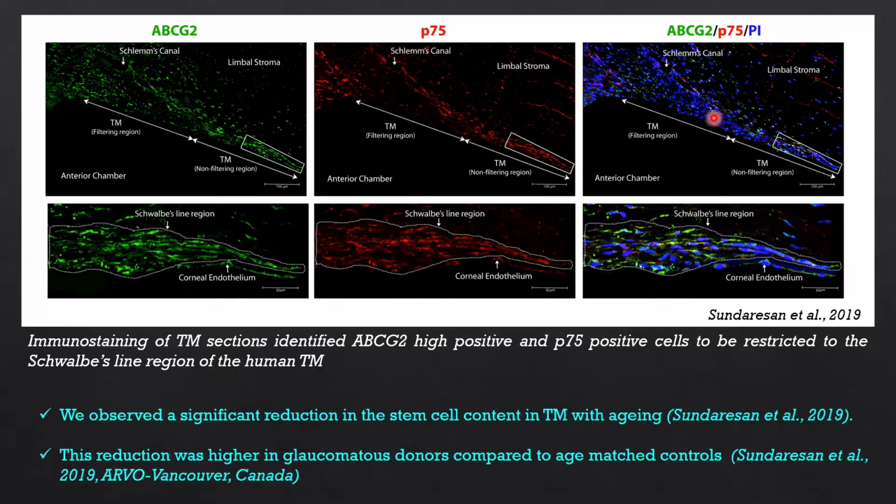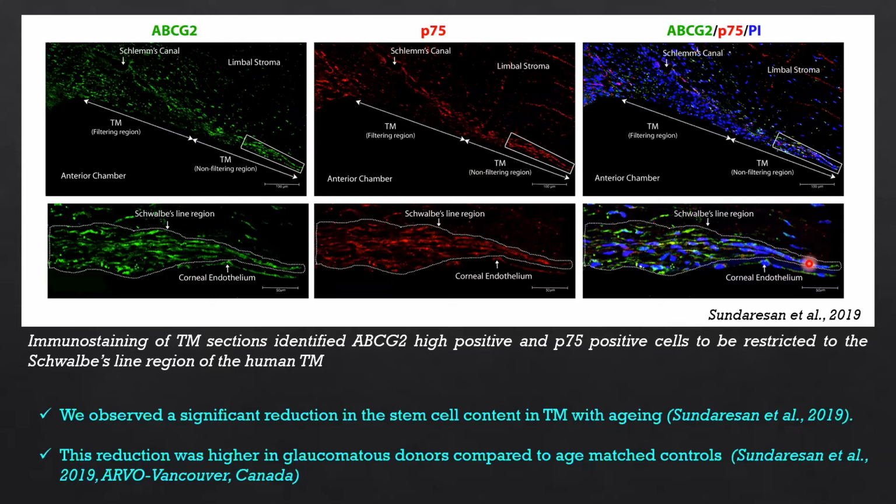And the third panel shows the nuclear stain. The ones in blue are the nuclear stain. And it shows the merged image of both the green and the red images. The green is nothing else but the expression of ABCG2. The ABCG2 expression is there in the non-filtering region. That's what I've marked here. And P75 is also seen in the non-filtering region. Just beneath the images, you can see the non-filtering region in a higher magnification. You can see the cuboidal cells, which express the stem cell markers. So this is my favorite image, and this has been published in the journal Eye & Vision.